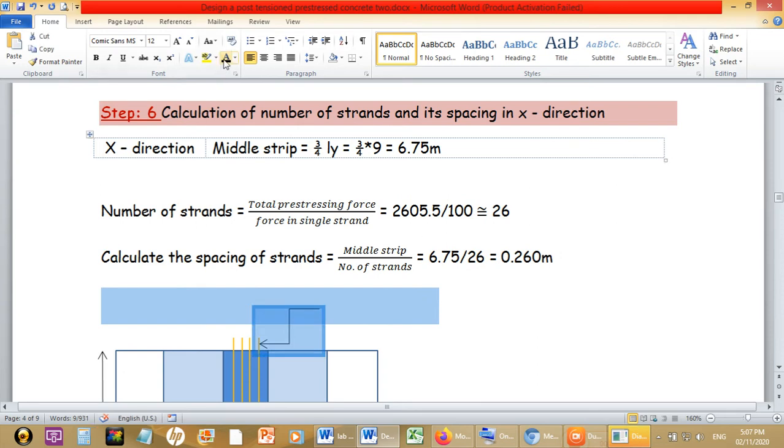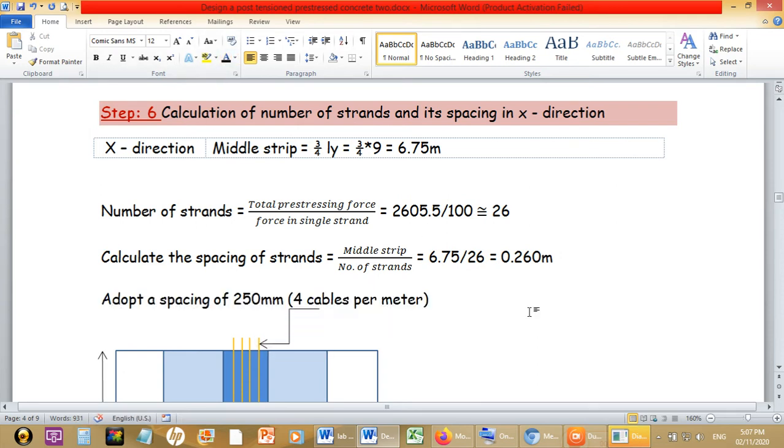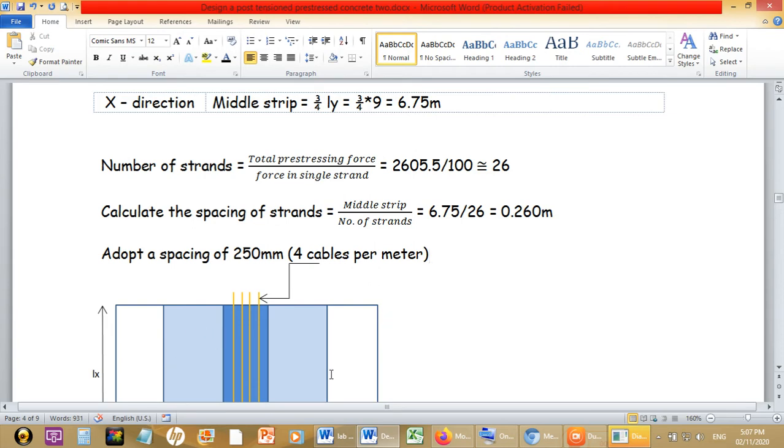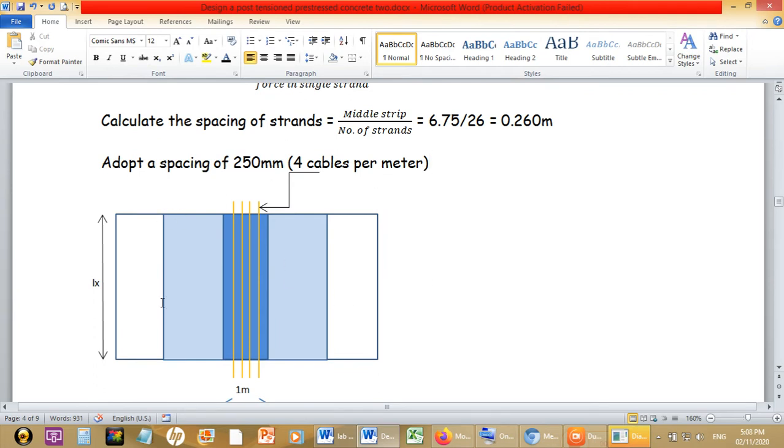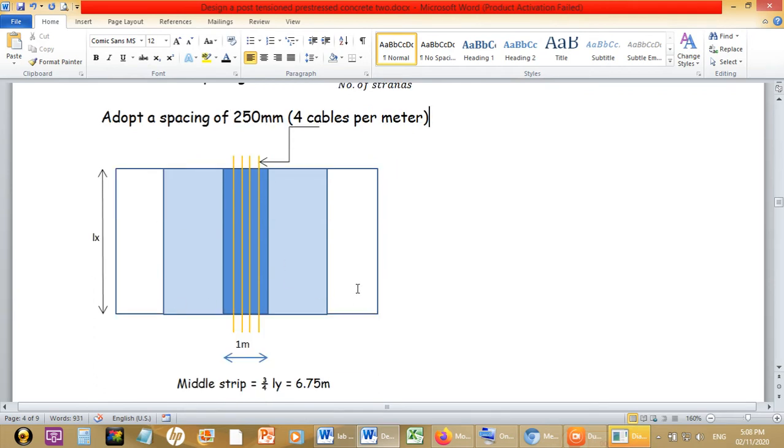So here we can comment that we are going to adopt a spacing of 250 mm, which means here we have calculated the number of strands for 1 meter width. Instead of calculating it for the entire 1 meter strip, if we adopt the spacing of 250 mm, then 4 cables are there for 1 meter.